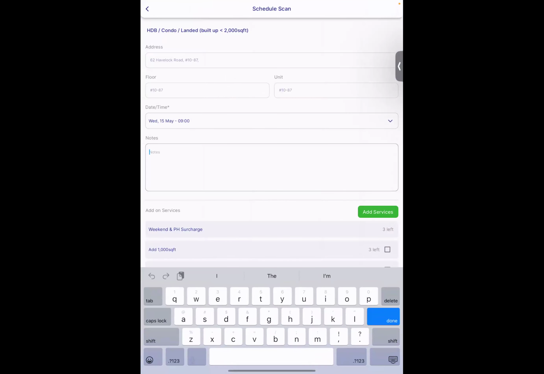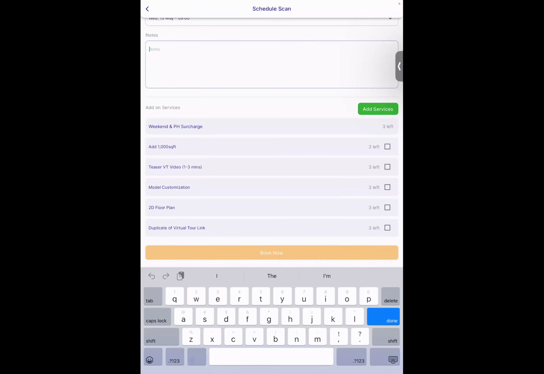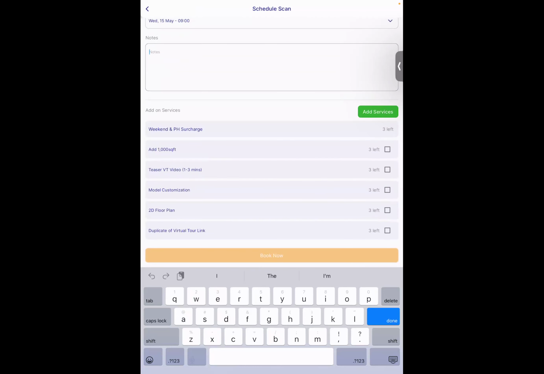Confirm. You put in the details, what address you want, unit number, any notes, like please call me 1 hour before you reach. You can put in notes down there. And then every 1,000 square feet you want to add in is $25. Let's say if you're doing a terrace house, 3,000 square feet, so it's $88 plus $25. Once you have put in the date, timing, address, everything, you just put book now, and then the booking will be done.